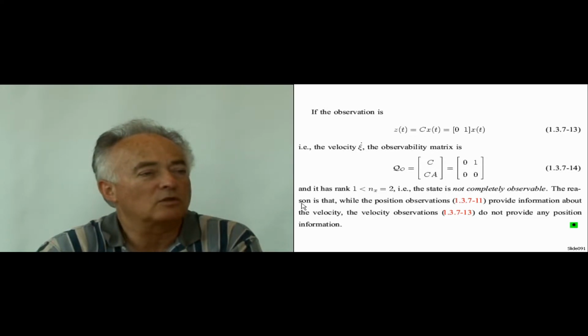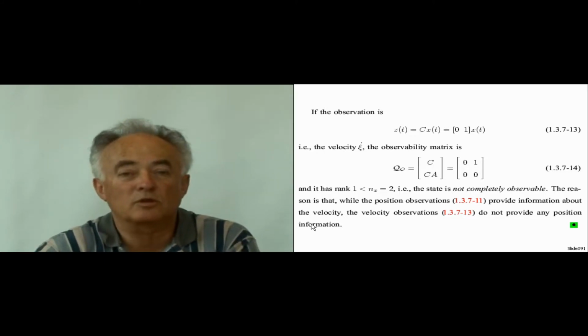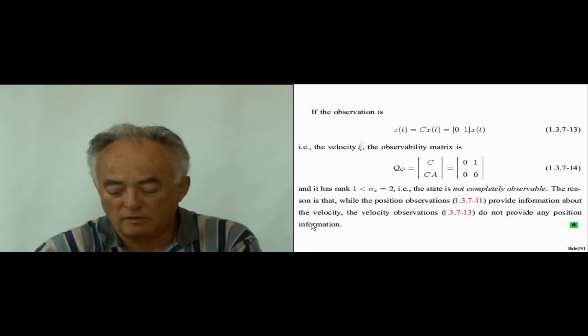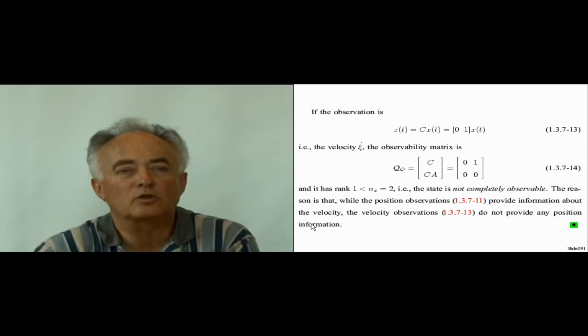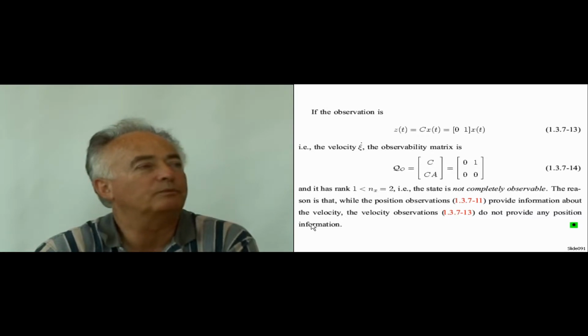And the reason is that with position observations, we do get information about velocity. With velocity observations, we don't get any position information. Effectively, knowing the velocity will never tell us the initial position where this object might have started. And this is now the intuitive interpretation. It is very important to understand the mathematical concepts with intuition. So we have this example now that position allows complete observability in this case, and velocity does not.